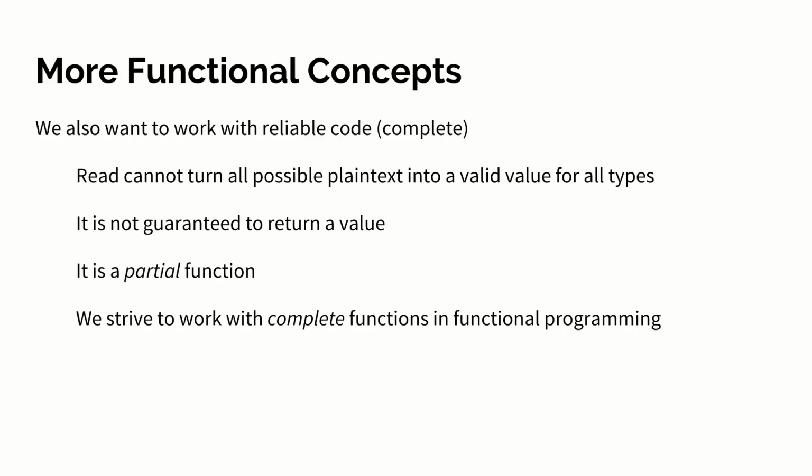Another goal of ours in functional programming is working with as reliable code as possible. So take, for example, the function read. It tries to turn strings or text into a value for a given type. Now, not every single possible combination of text can possibly be turned into, say, at least a sensible integer. And the same holds true for a variety of types. So read is not guaranteed to return a valid value or necessarily return at all. We describe read as being a partial function. We strive to work with complete functions in functional programming, functions that are guaranteed to return.